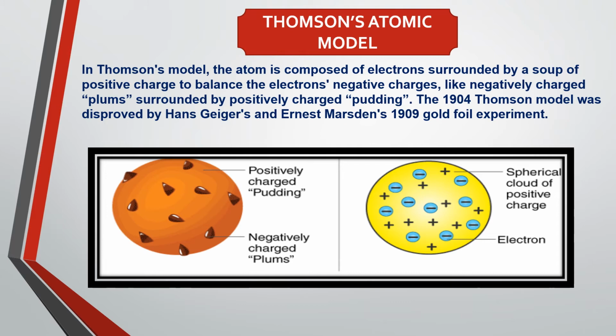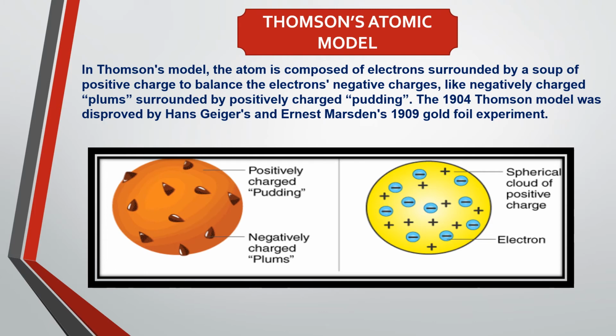After the discovery of two fundamental particles inside an atom, for example electrons in the cathode ray experiment and protons in the anode ray experiment, J.J. Thomson was the first one to propose a model for the structure of an atom in 1897. So this model is called Thomson's model or Thomson's plum pudding model.